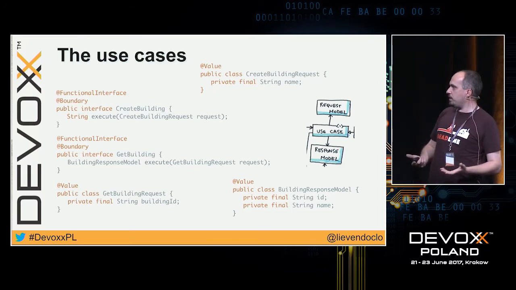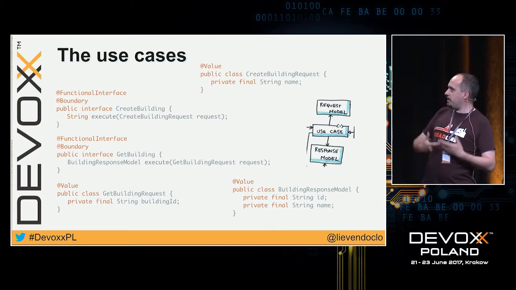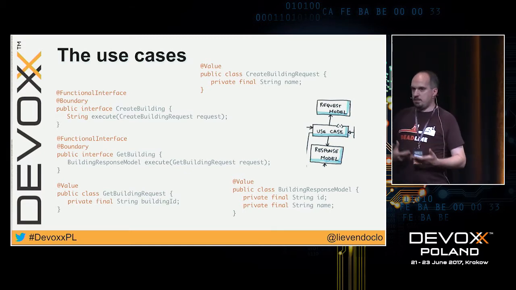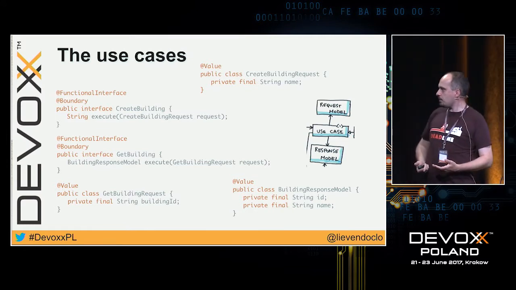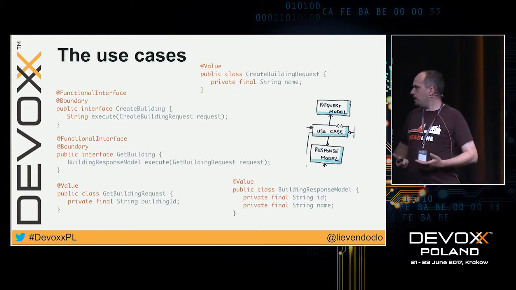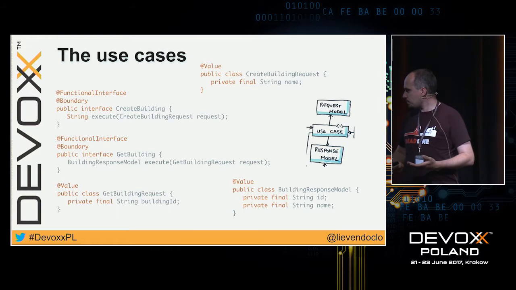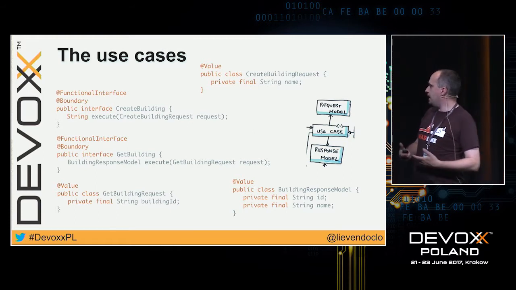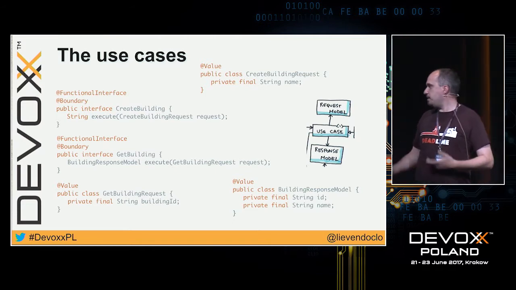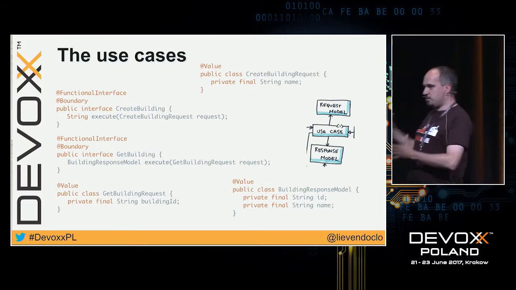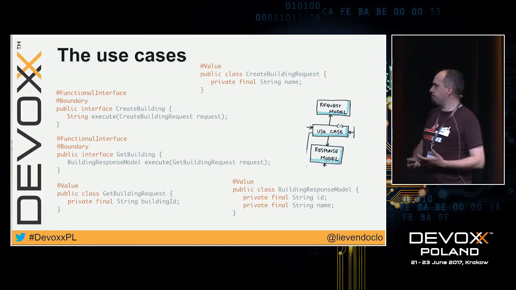So for create building, I want to have my request, and in the request, I'm just trying to create a building with a certain name. Same thing with get building. With get building, I'm just going to get a get building request, which has a building ID, and it gets a building response model, which gets the ID and the name. So this is purely, from a business standpoint, what do I want my system to do?